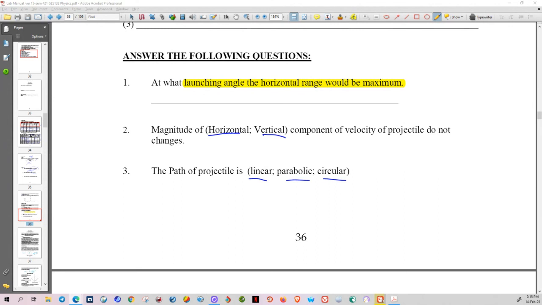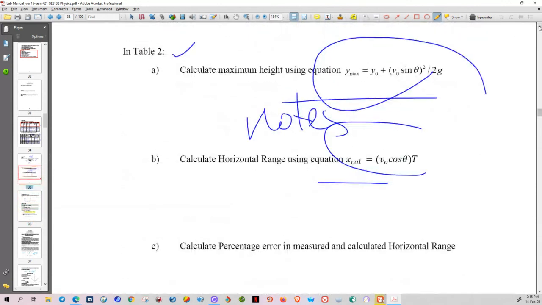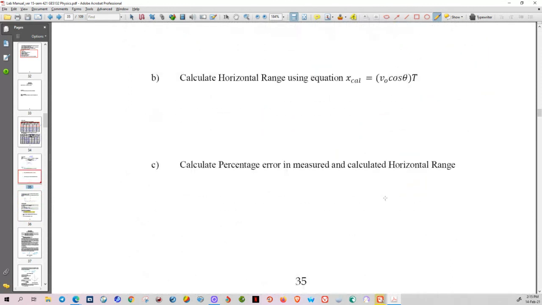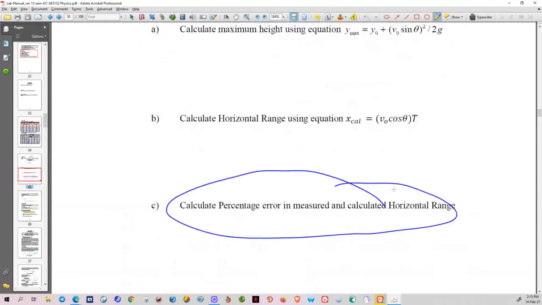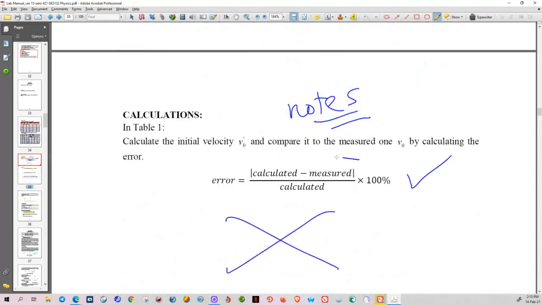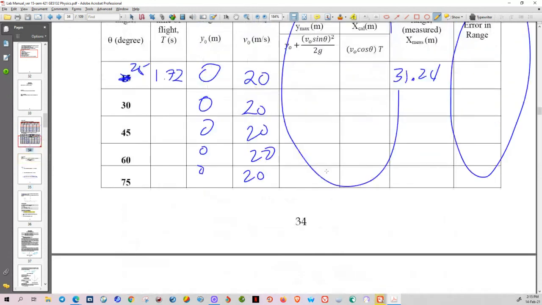What about percentage error in the table? Okay, the rule for the percentage error is actually quite easy. It's given to you. In table 2, the rule here is not given for the percentage error, right? But in table 1, it's actually given. Calculated minus measured over calculated. This is the same rule for the percentage error in table 2. So you will start with calculated minus measured over calculated.